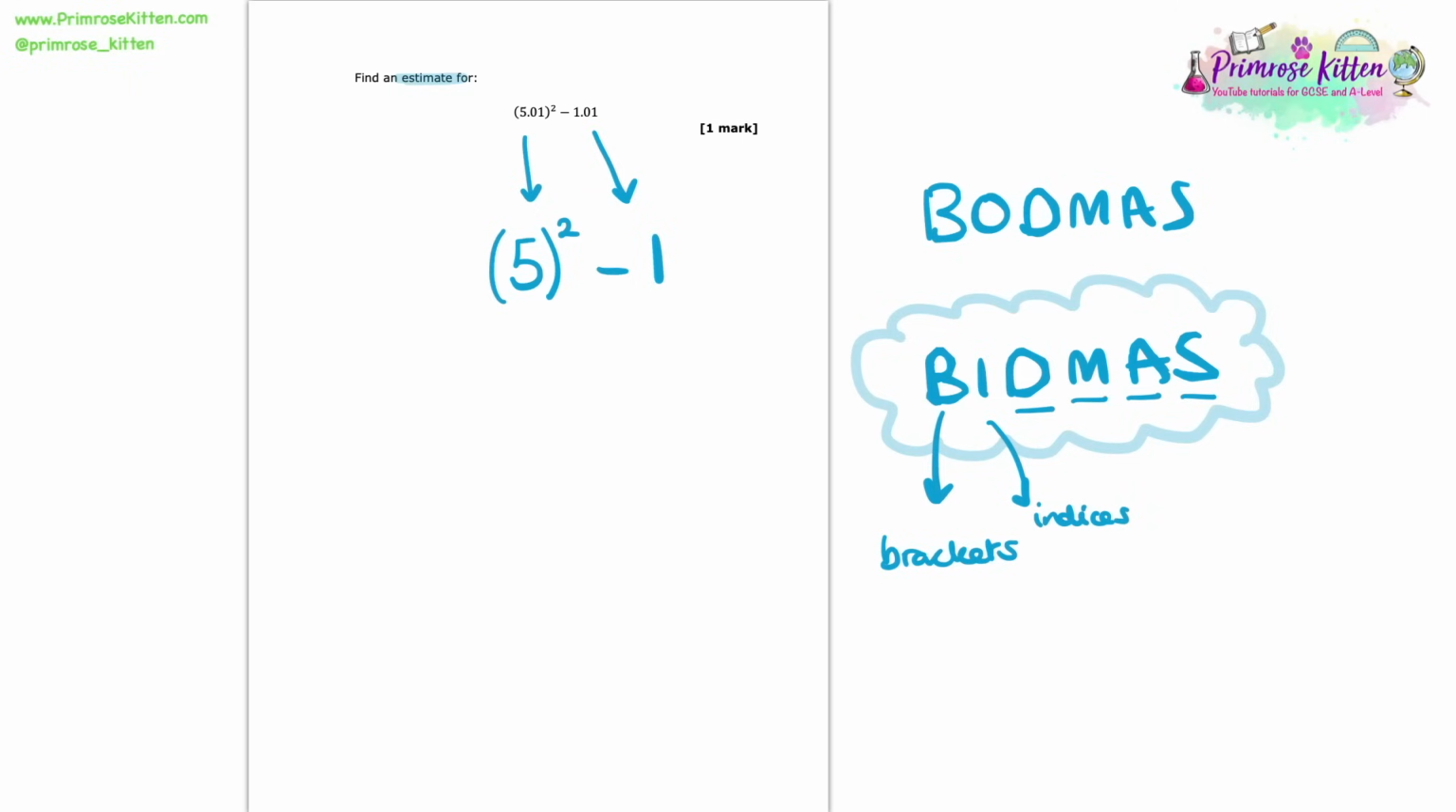So here you can see that the brackets and the indices are going to be the part that we do first here. So 5 squared is equal to 25. And then minus 1, that will end up giving us 24. So here an estimate, 5.01 squared minus 1.01 is 24.